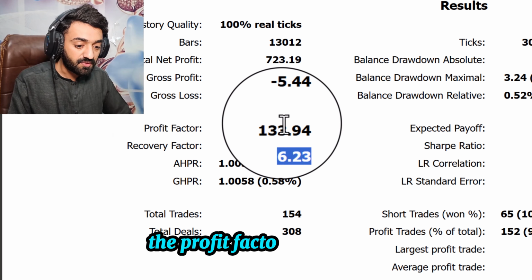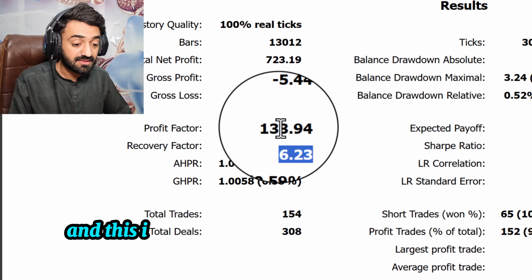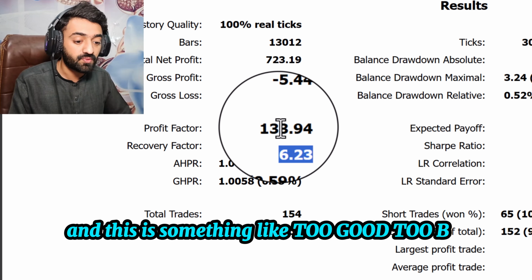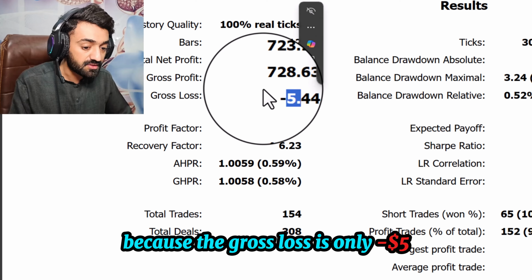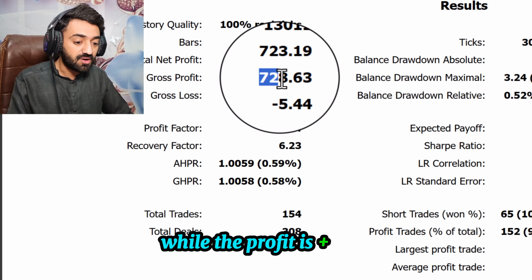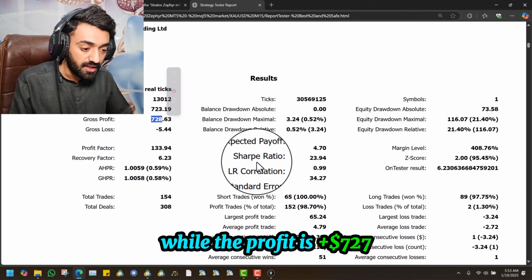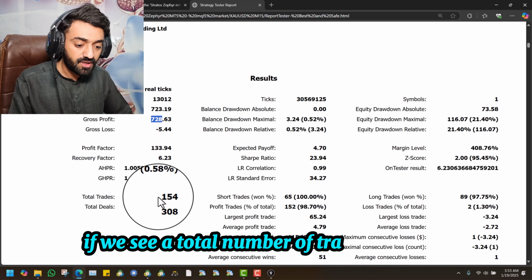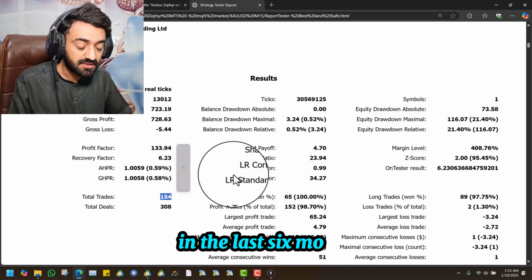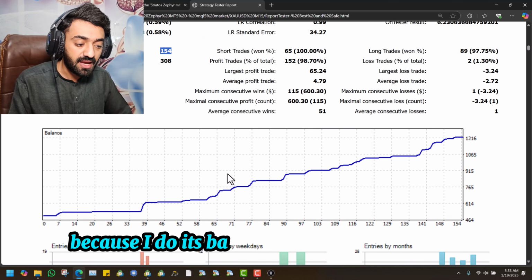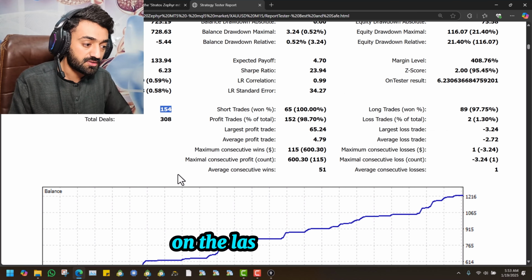The profit factor is amazing, and this is something like too good to be true, because the gross loss is only $5 while the profit is $727. If we see, the total number of trades is 154 in the last 6 months, because I do its backtesting and optimization on the last 6 months.